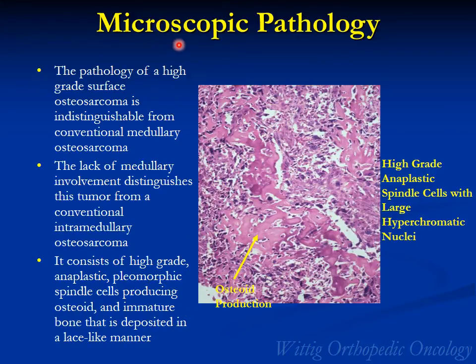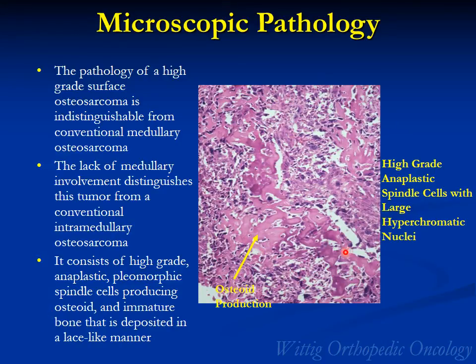The microscopic pathology is the same as that of a conventional osteosarcoma. The lack of medullary involvement distinguishes this tumor from a conventional intramedullary osteosarcoma. It consists of high-grade anaplastic pleomorphic spindle cells producing osteoid, an immature bone that is deposited in a lace-like manner.